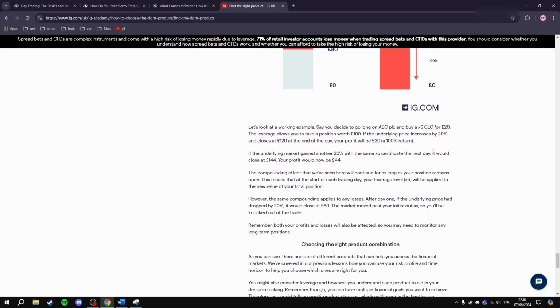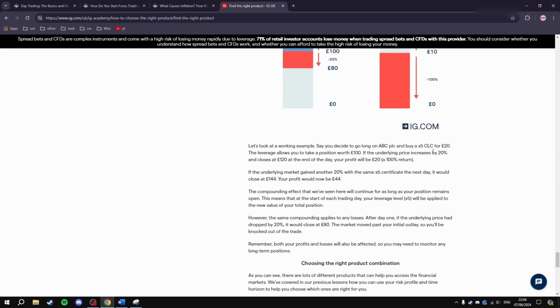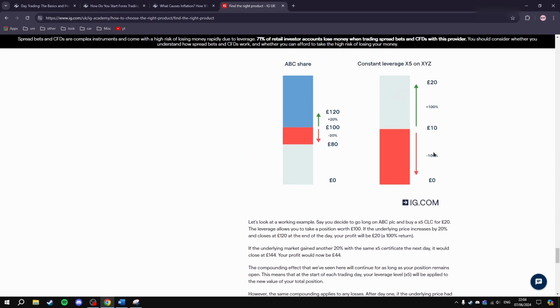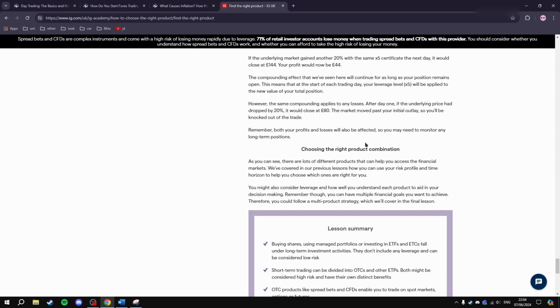Remember, both your profit and losses will be affected by compounding, so you may need to monitor any long-term positions.